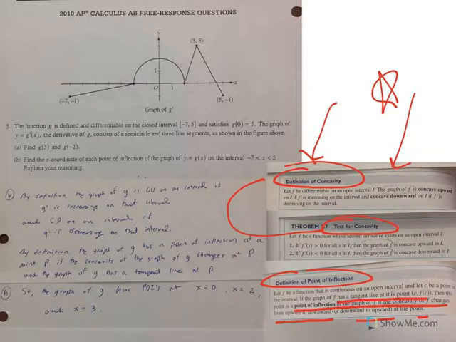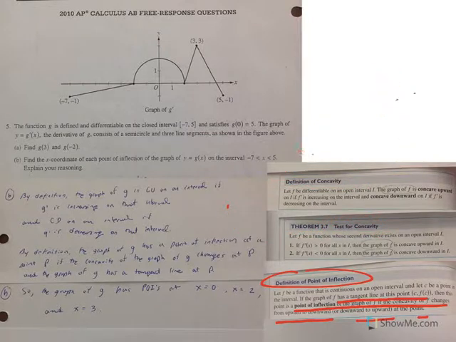They're the same. One is derived from the other. But let's look at the definition of concavity. What do we mean by concavity? Let f be differentiable on an open interval I. Now, when we talk about concavity, it's necessarily for a graph.